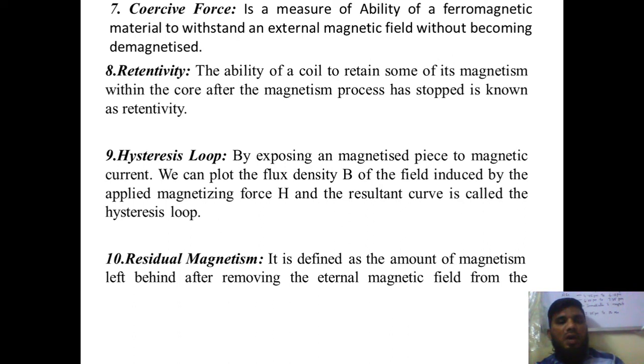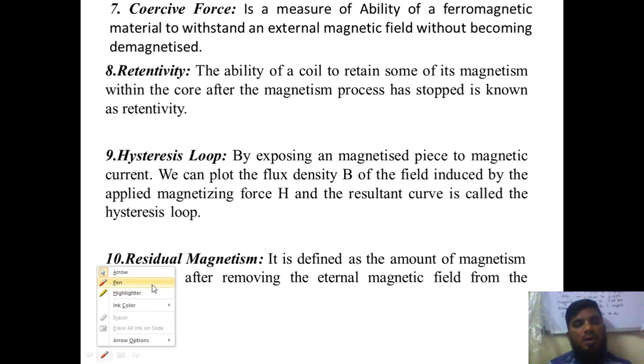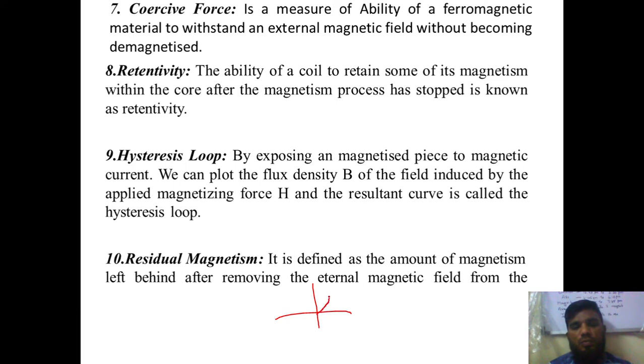Next is hysteresis. We have already been exposed to this hysteresis any number of times. If you are magnetizing a material through a process, and again demagnetizing it through a different technique or the same steps, it will not pass along the same line. It will create a curve like this. Everyone might have remembered this curve. This is called the hysteresis curve.